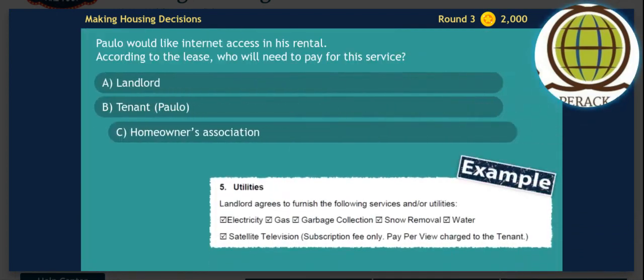Paolo would like internet access in his rental. According to the lease, who will need to pay for this service? Is the answer A, the landlord, B, the tenant, Paulo, or C, the homeowners association?